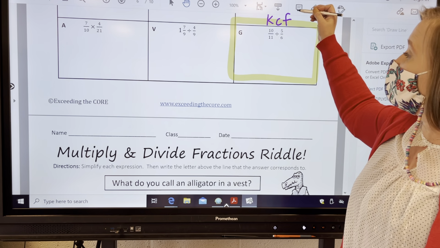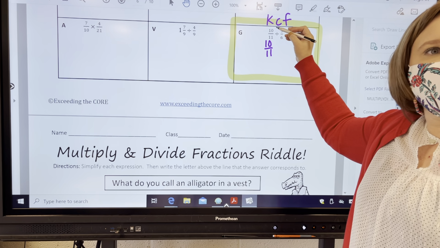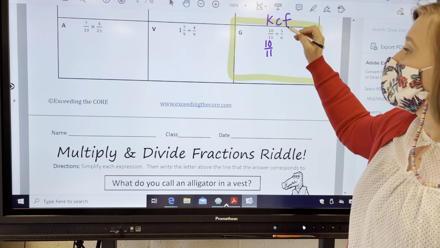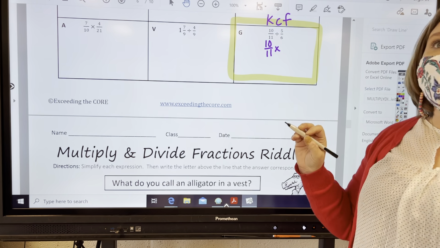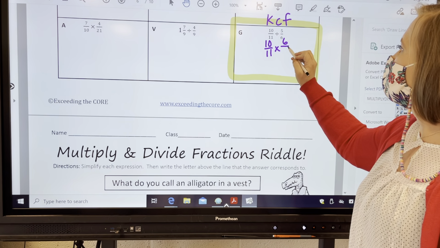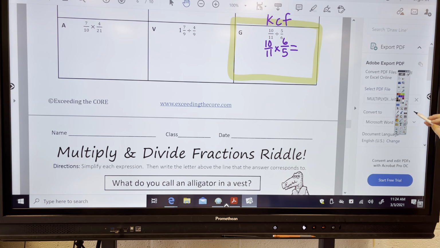All right, keep, change, flip. Keep 10 elevenths. Change division to multiplication, and flip 5 sixths to 6 fifths. Now, can we simplify any before we multiply?